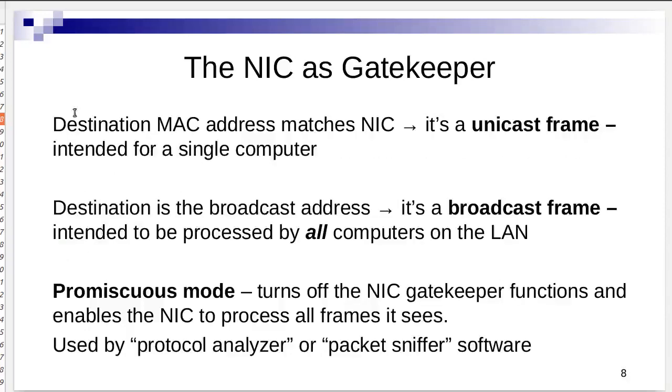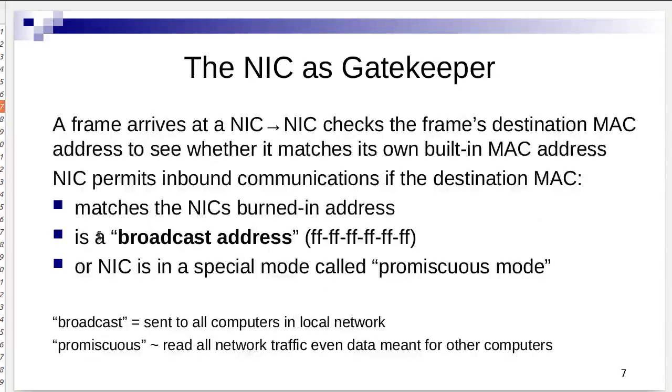Okay, so if a destination MAC address matches the NIC MAC address, then it's a unicast frame. That's a single destination. It's intended for a single computer. You can also have broadcast and multicast. A broadcast is when you are sending a message to all the computers, all the stations on the LAN. And promiscuous mode basically turns off the gatekeeper function.